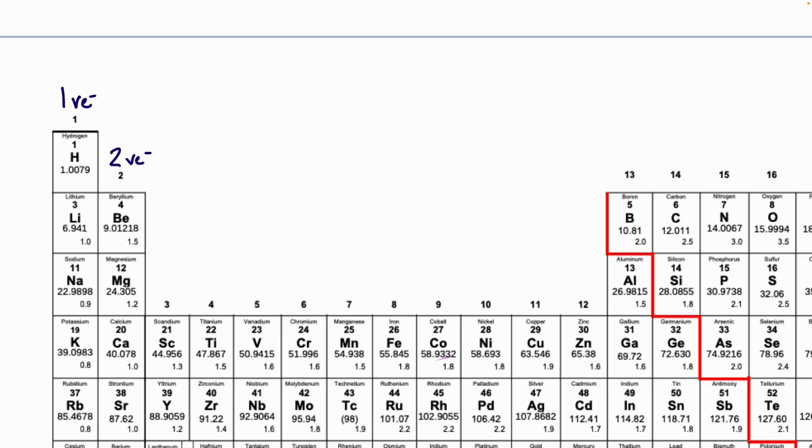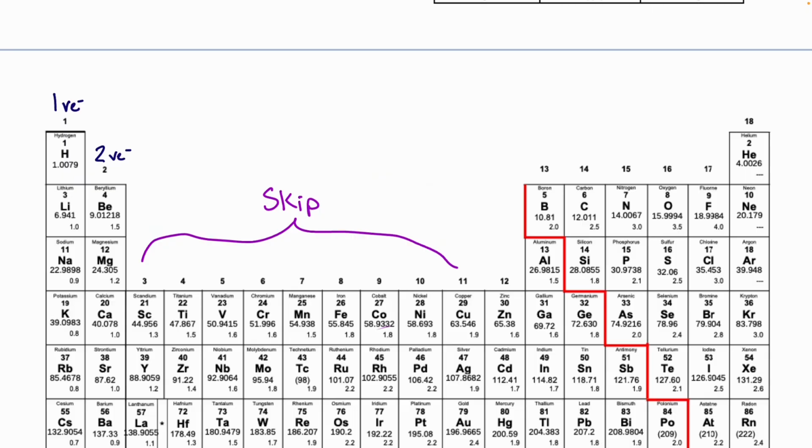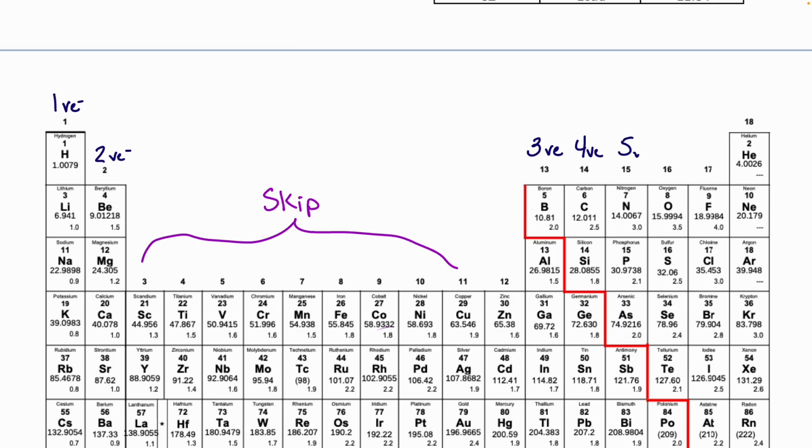Now, the one tricky thing is that I am going to skip this block in the middle. What do we call this block? Our transition metals. We'll revisit them in a little bit. It turns out that they're a little special with regard to these valence electrons and the charges that they form. But moving on, skipping transition metals, boron's family has 3 valence electrons. Carbon's family has 4, nitrogen's 5, oxygen's 6, our halogens, what do we think? 7, and then our noble gases have 8 valence electrons.